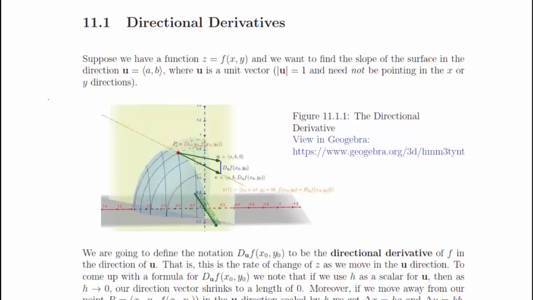Suppose we have a function z equals f of x comma y, and we want to find the slope of the surface in the direction of the vector u equals a comma b. We're making u a unit vector, so its magnitude is 1, and it need not be pointing in the x or y directions. Let's take a look at this graph here. This is really going to help us understand what's being talked about.